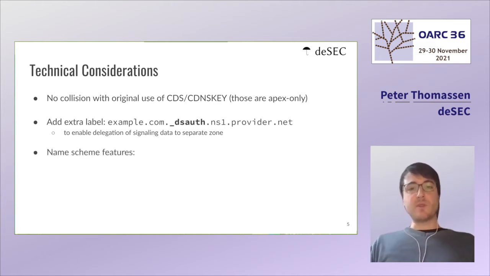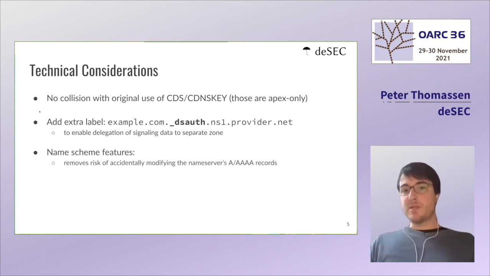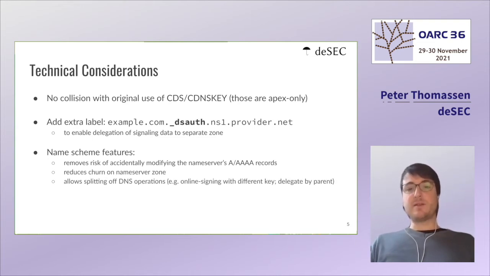So if you think about how to run this operationally, having this separation removes the risk of accidentally modifying the name server's IP records, for example, because you don't even have to touch the name server zone to do bootstrapping. It reduces the churn on the name server zone. It allows splitting of DNS operations, as I said before. So you could do online signing with a different key. You could even synthesize the answers.